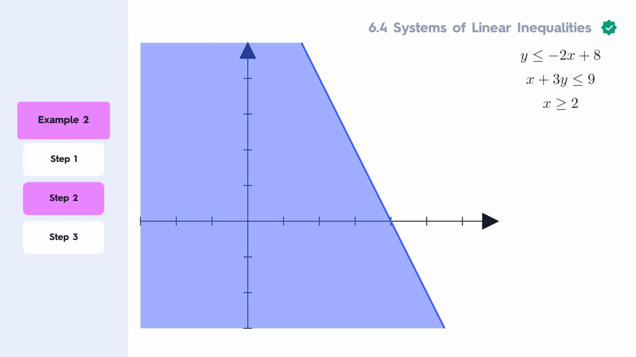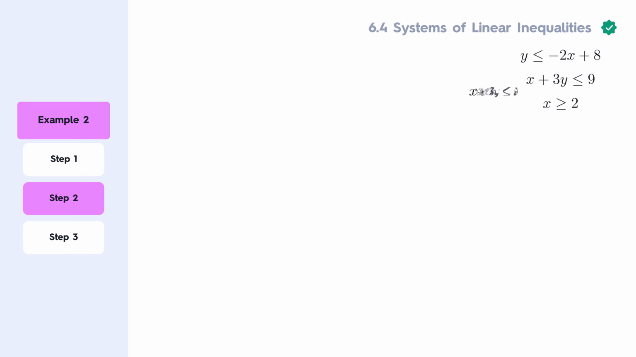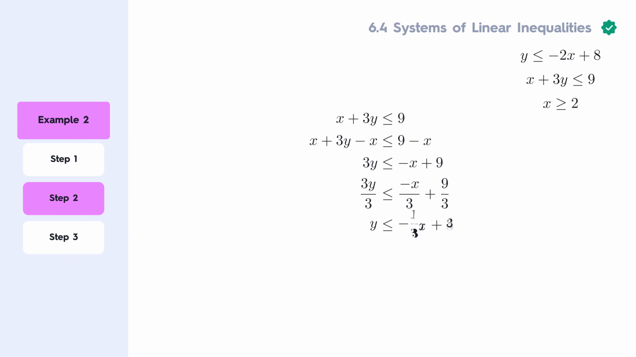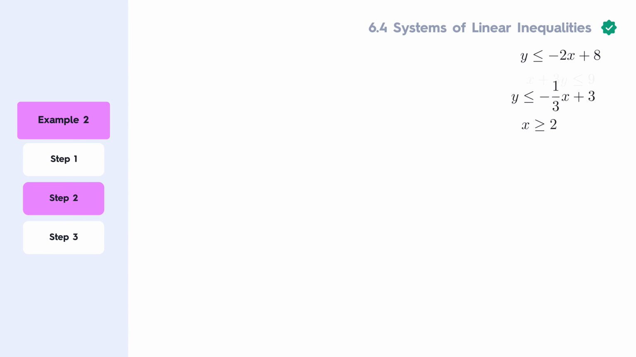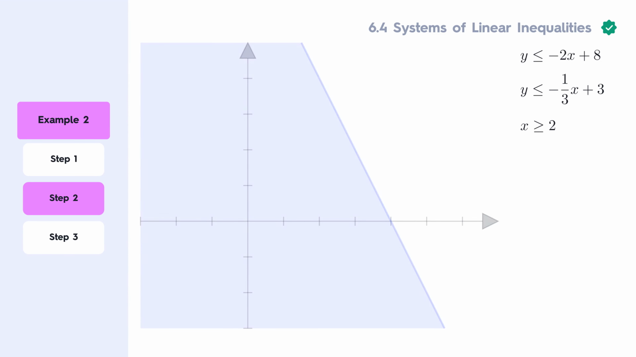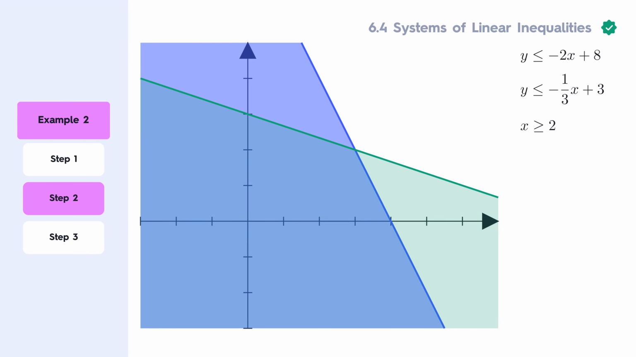Then we'll shade below the line to show all points where y is less than or equal to negative 2x plus 8. Now we'll graph the second inequality. Let's first convert this into slope-intercept form for easier graphing. Next, we'll plot it with a solid line and shade below it to show the solution region for y is less than or equal to negative 1/3 x plus 3.